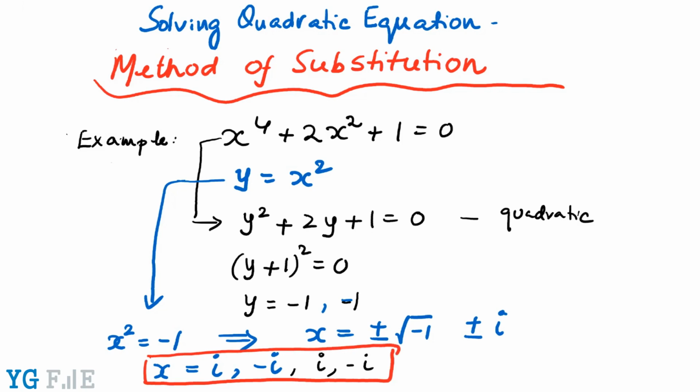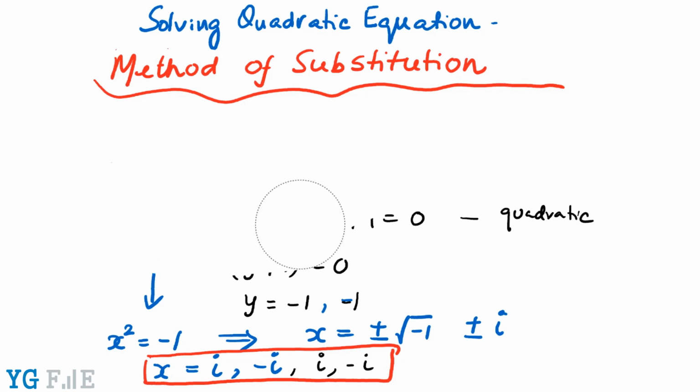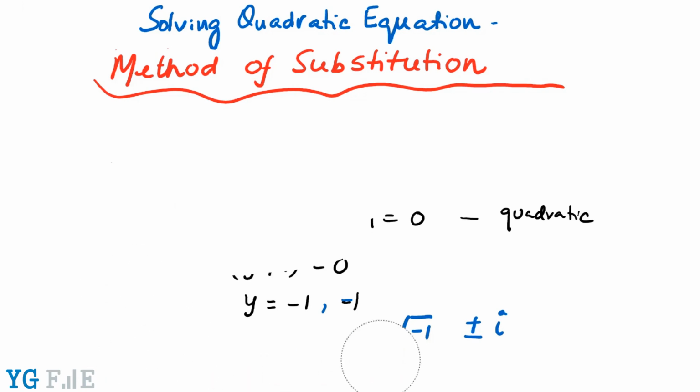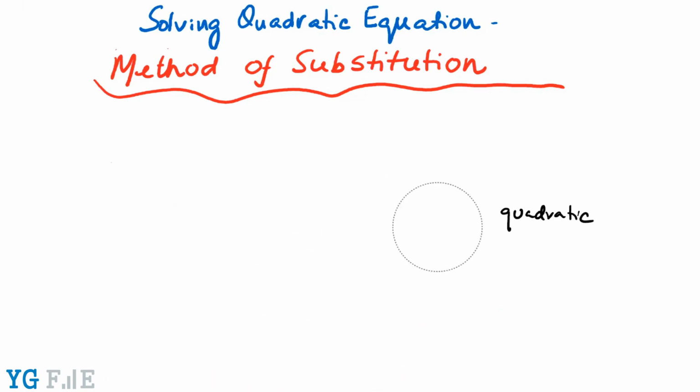Now what we can see from here is that we have used the method of substitution to transform a very high degree equation and make it very simply a quadratic equation. So here we have used the method of substitution. Let us take another example so that you will appreciate how powerful this method of substitution is, because it can solve a variety of problems that don't appear to be quadratic in the first place.